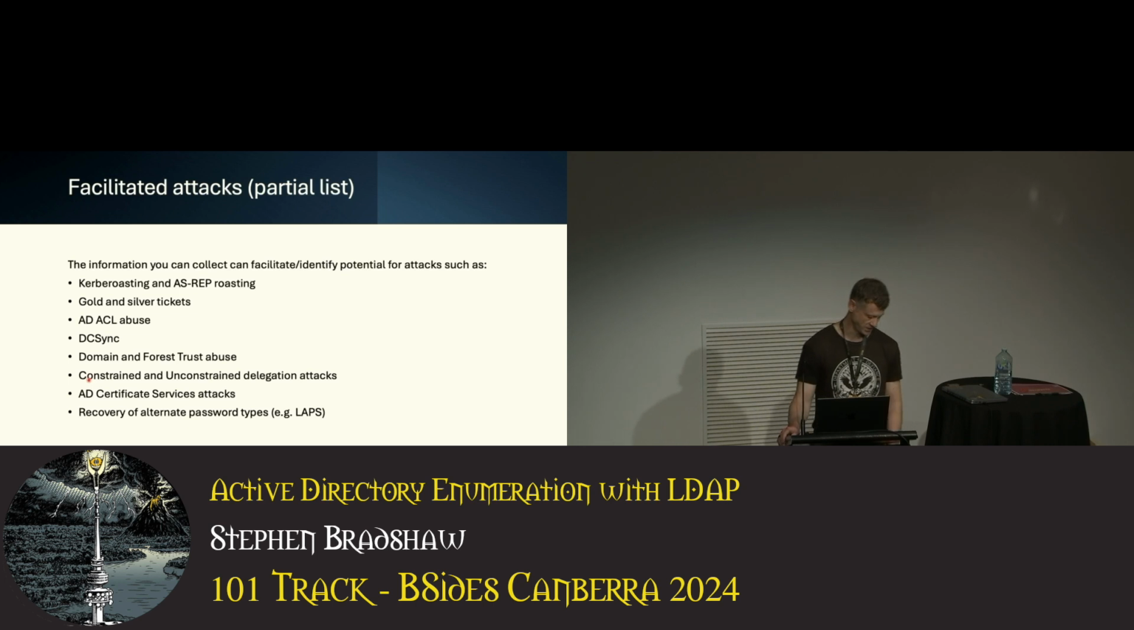So this information can be used to identify the opportunity to perform a number of different types of attacks that are useful for lateral movement and privilege escalation. Some of these attacks include Kerberoasting and AS-REP roasting, golden and silver ticket creation, Active Directory ACL abuse, so that's basically identifying opportunities for abuse based on Active Directory ACLs, DCSync, domain and forest trust abuse, constrained and unconstrained delegation, certificate services attacks, and you can use LDAP to actually directly recover certain alternate password types if you have the right permissions. This includes passwords such as LAPS.